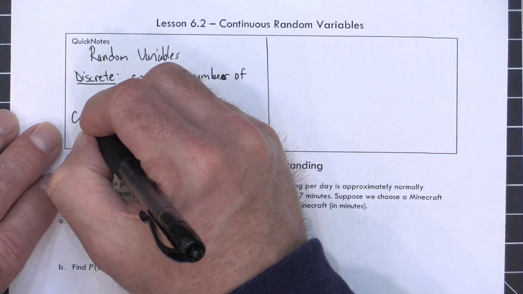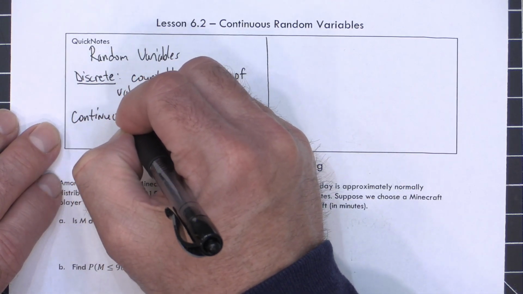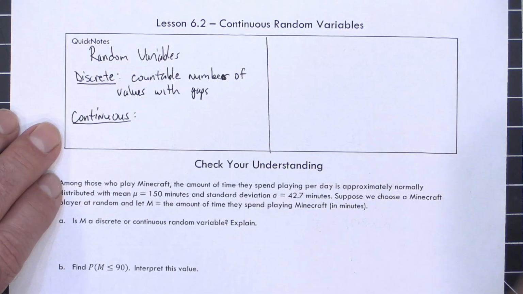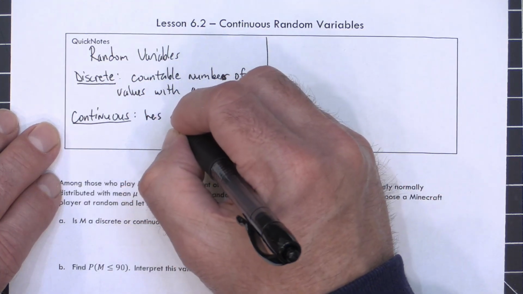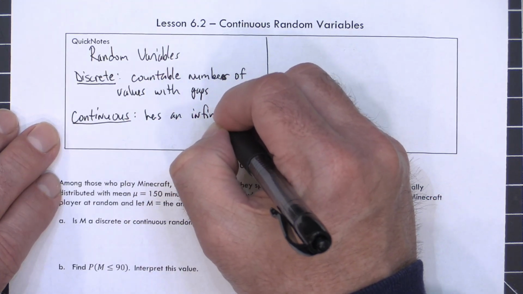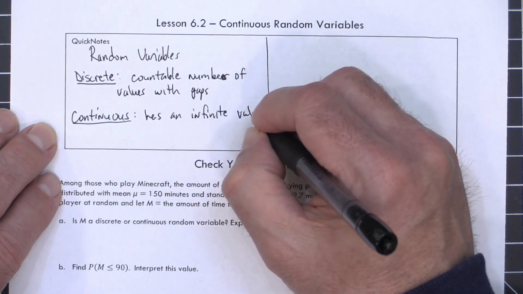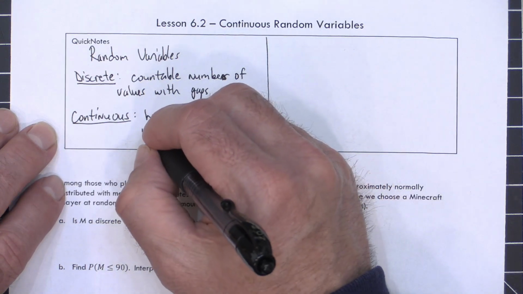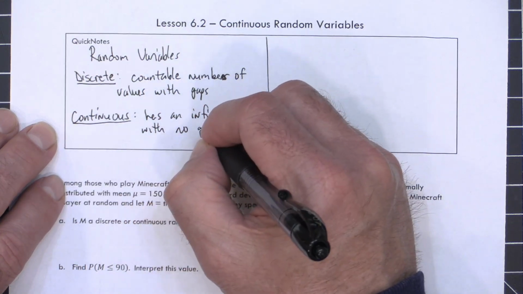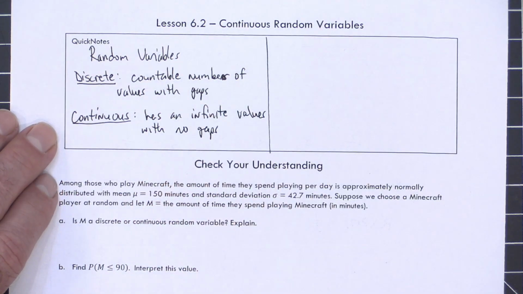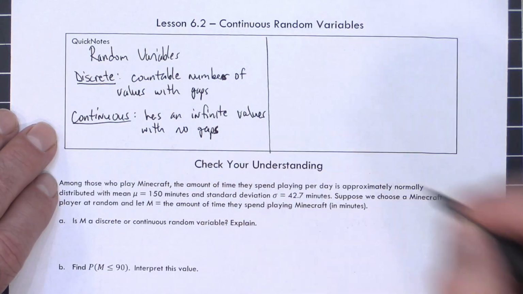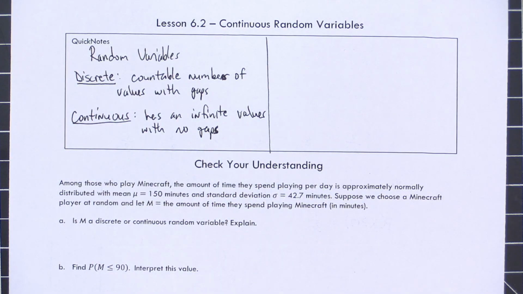And then continuous. All right, so continuous, this one has infinite values with no gaps. Okay, no gaps at all. So again, this is what you would use a normal curve on, okay? So infinite values with no gaps, 1.1, 1.11, 1.21, and so on, and so on, and so on. Okay, so those are those.